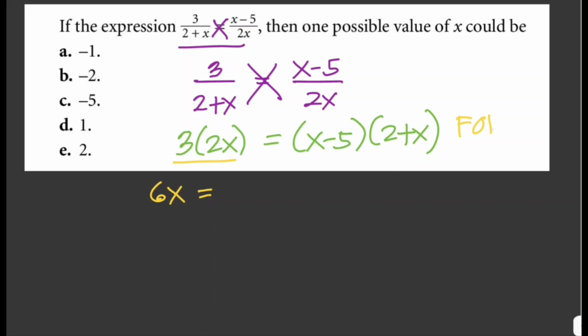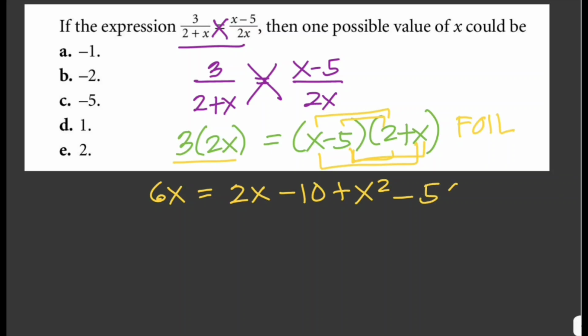We can use the FOIL method in multiplying the two expressions or the two binomials. So this is x times 2, which is 2x, plus negative 5 times 2, that is negative 10, plus x times x, that is x squared, then negative 5 times x, which is negative 5x.